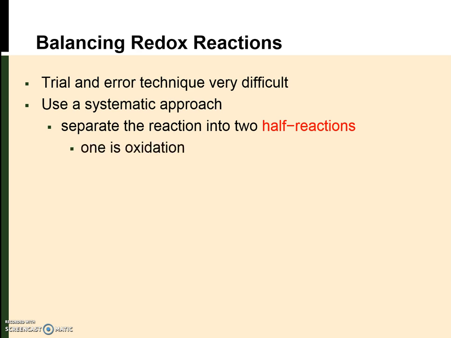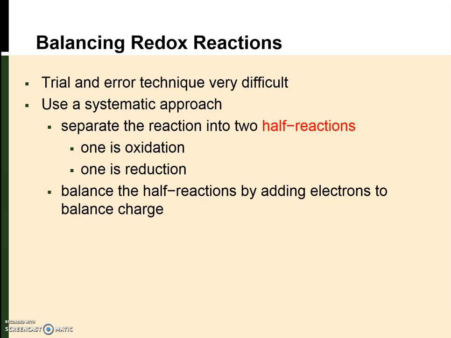Every redox reaction will involve an oxidation, which is where a species is losing electrons, and then a reduction half reaction where a species is gaining electrons. Once we have the reaction separated into these two half reactions, we're going to balance each of the half reactions. First we'll balance the atoms just as we do with any other chemical equation, and then we need to balance the charge, and we'll do this by adding electrons to either reactants or products.